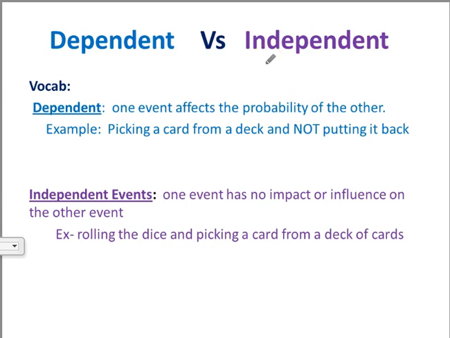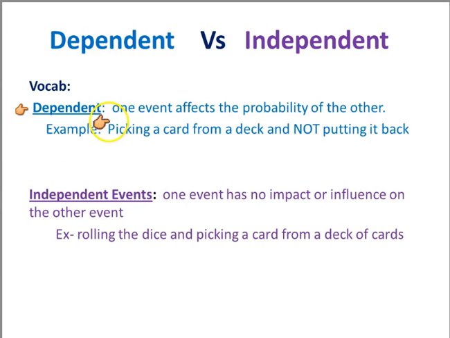Dependent versus independent are 2 different types of probability. Dependent is when one event affects the other. Dependent, just like when you're dependent on somebody. When you're dependent on somebody, the actions of that person you're dependent on is going to affect you. So an event that is dependent is where one event affects the other.